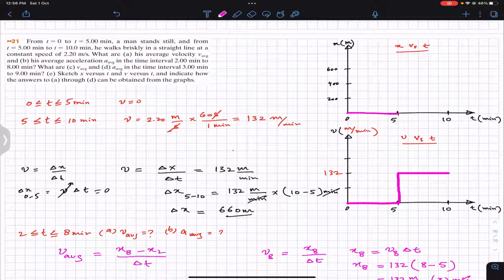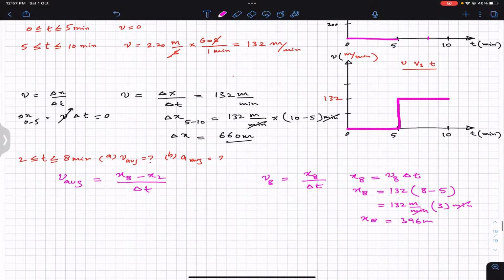So this means that on the graph, if this is t equals 8 minutes, we have this particular point at 396, and here the delta x from 5 to 10 is 660 meters. So this means that the final position of the man is 660 meters. So if this is 600, then 660 is somewhere here. This is that particular point, and now at t equals 8 minutes we have 396. So this is 400, so 396 is somewhere here. Let's see. So this is 396. Somewhere here is 396, and somewhere here is 660.